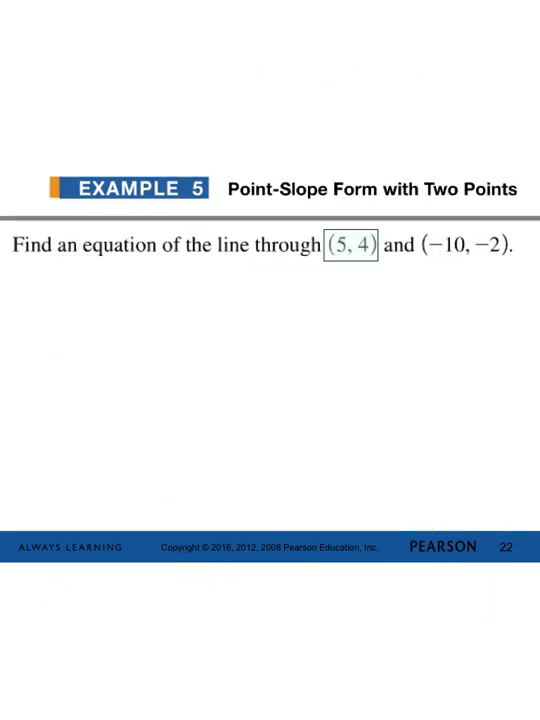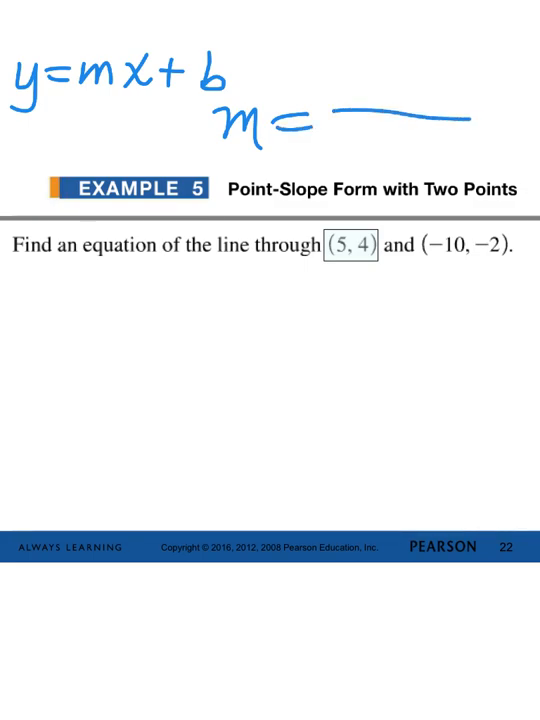Point slope form with 2 points is done exactly the same way. Even though you could use what's called the point slope formula, you do not have to. We can again go to y equals mx plus b. Because even if you use point slope form, you'd still have to use these 2 points to calculate the slope. So our first point is 5, 4. Our second point is -10, -2.